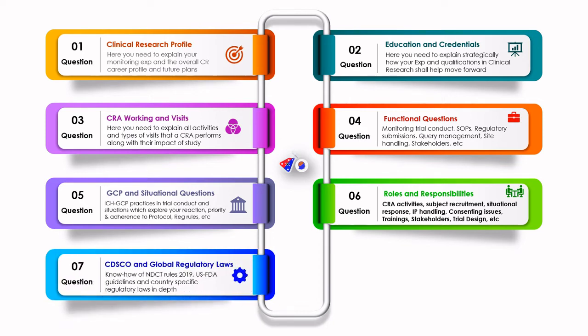The next question is regarding the regulatory. There are also the global regulatory laws, the FDA. They can ask you what the changes of the NDCT rules 2019 were. You need to be familiar and thoroughly read through the 2019 rules.